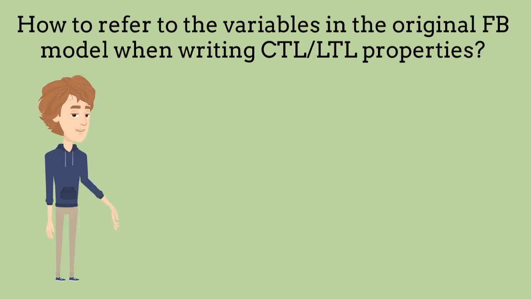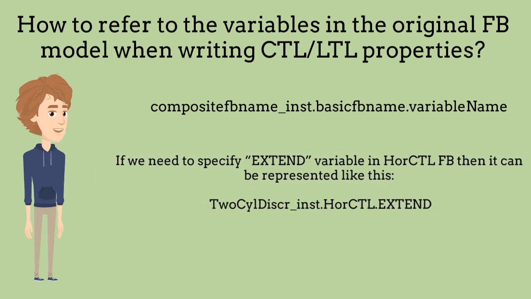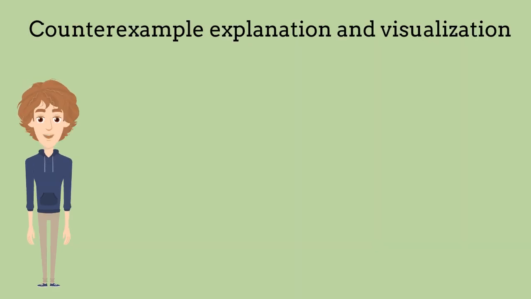Do you know how to refer to the variables in the original FB model when writing CTL/LTL properties? Here is the format you need to follow to represent the variables in the composite function block for mentioning the specification: composite fname _insd.basic fname.variable name. Let's try an example. If we need to specify the extend variable in the horizontal cylinder FB, then it can be represented like this: toCell_inst.horctl.extend. If the specification was false, then we will get a counterexample.